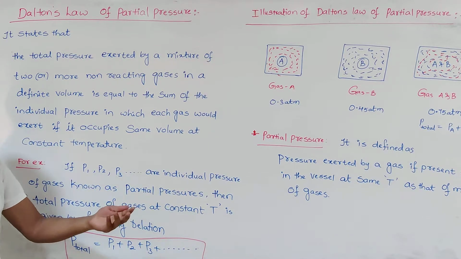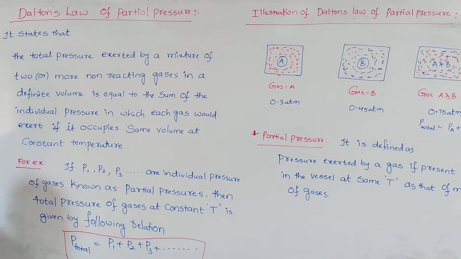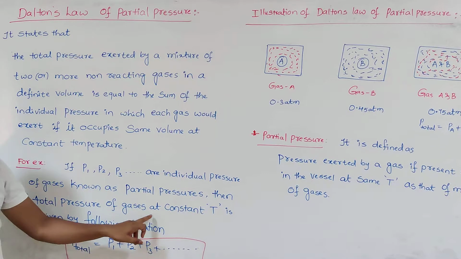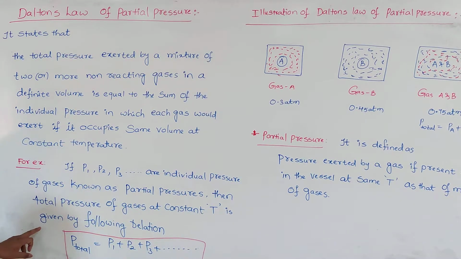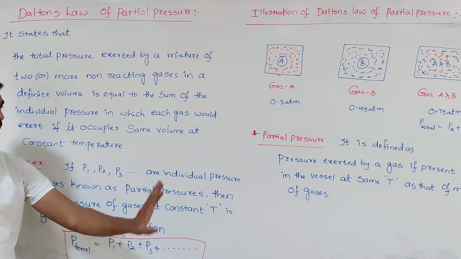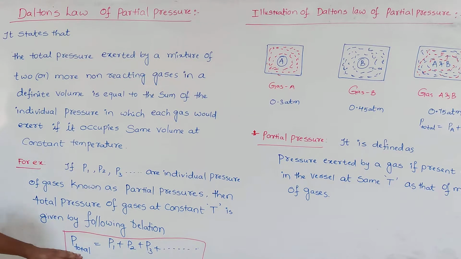What do we mean by partial pressure? I will explain after one example. Then the total pressure of the gases at constant temperature is given by the following relation: P total is equal to P1 plus P2 plus P3, and so on. So the total pressure is always equal to the sum of the individual pressures of the gases present in a definite volume.